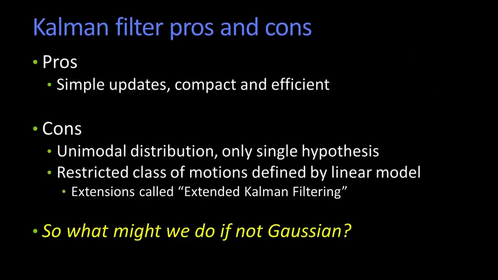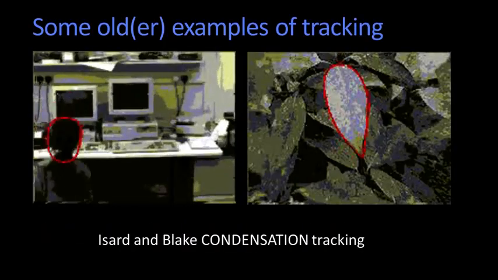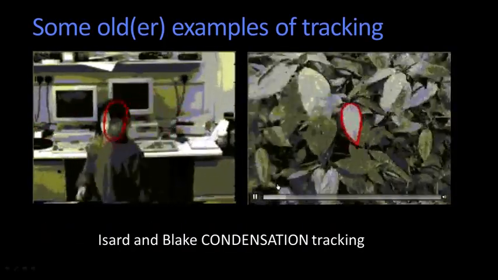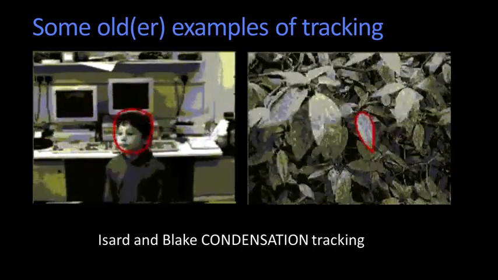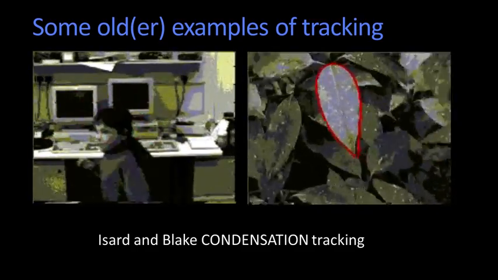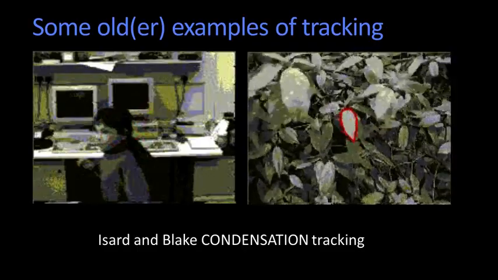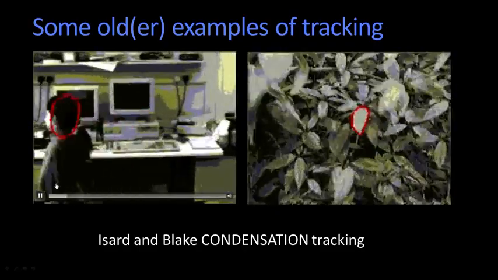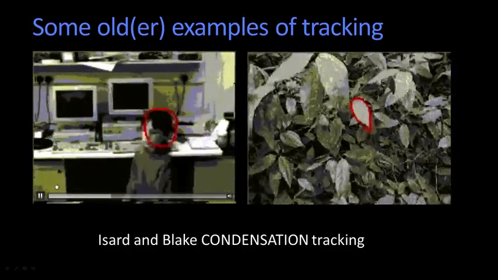And the question arises, what would you do if things are not a Gaussian? So what's an example of when you might need a non-Gaussian situation? Well, you remember these videos? Okay, and again, this comes from the Isard and Blake condensation tracking paper. There's all sorts of dynamics going on here of things jumping around. Let's see if I do that again. Yeah, there she goes. And things move quickly.